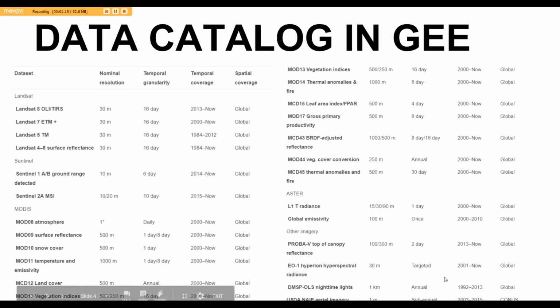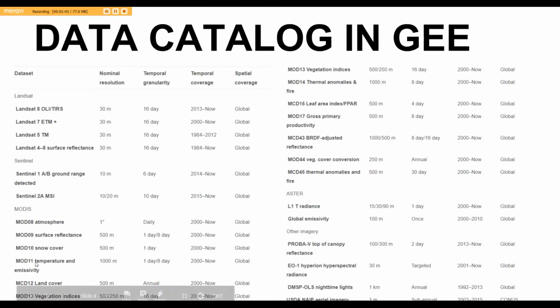And these are some of the most commonly available data in Google Earth Engine. So we have extensive Landsat collections. So we have the Landsat 8 data, which were first made available in 2013. The Landsat 7 data, Landsat 5 available from 1984 onwards. In addition to Landsat, we also have Sentinel data.